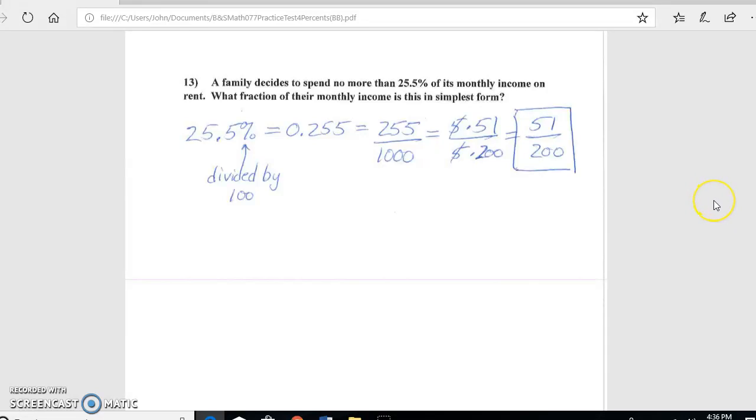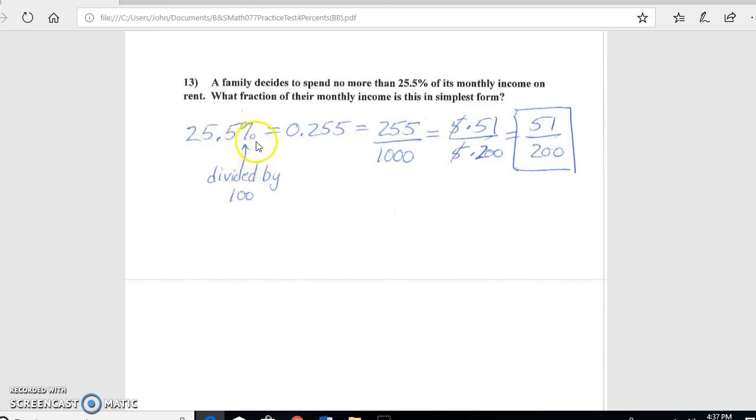This is the practice test for percents, and here we're looking at problem number 13. The problem states a family decides to spend no more than 25.5% of its monthly income on rent. What fraction of their monthly income is this in simplest form? So we have to change the percent to a fraction in simplest form.